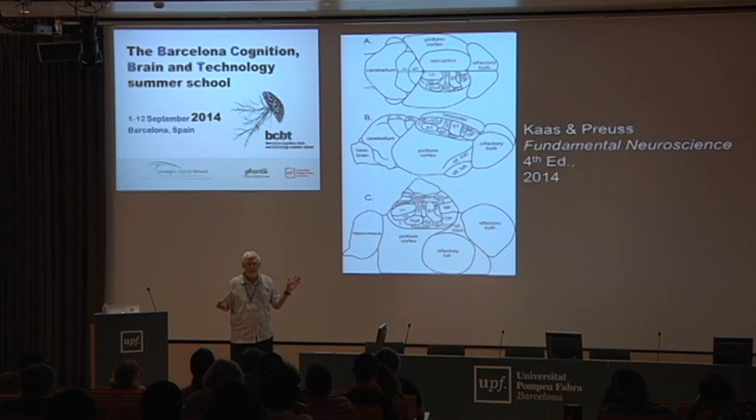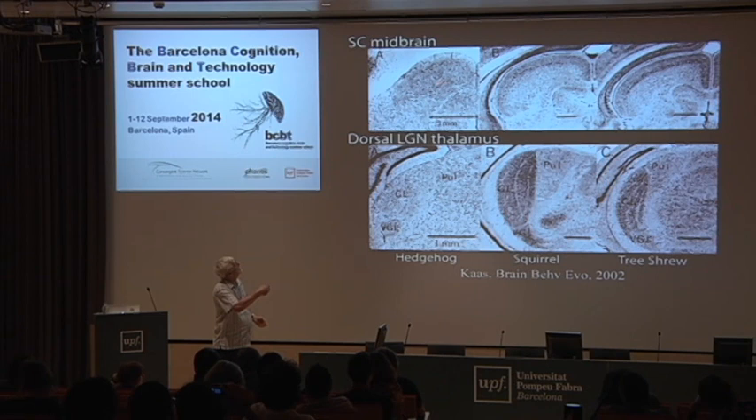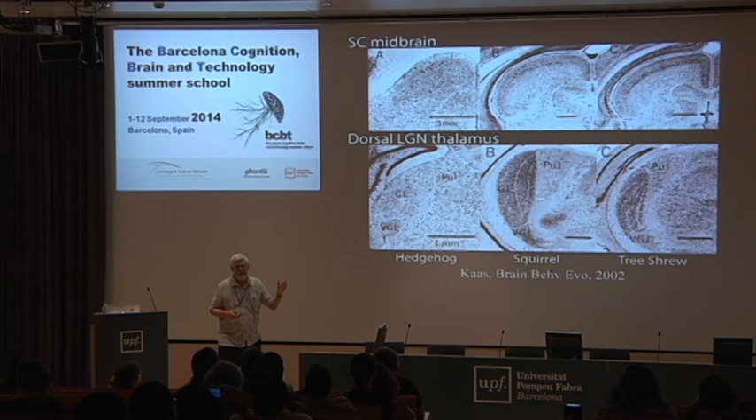But I want to show you some subcortical things and show you what generally can happen. What generally can happen is you differentiate structures you already have. You start to specialize them in some way. So here's the midbrain. This is from a hedgehog. You see a clump of cells without any clear lamination. That would be the ancestral sort of midbrain for mammals.